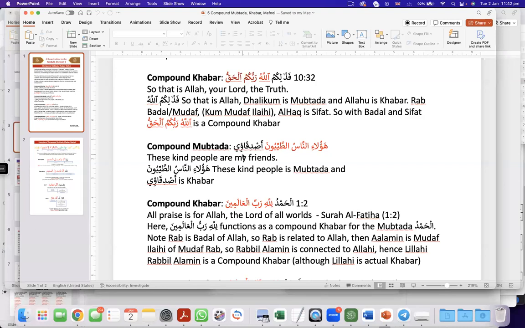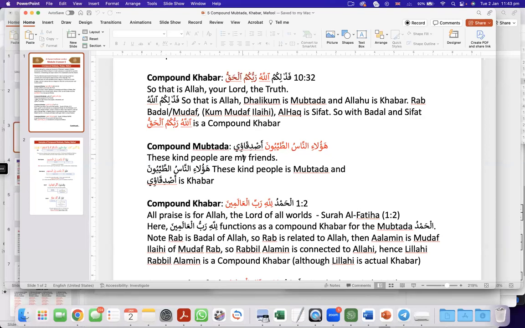Okay? But Allahu has got some elements attached to it. Look at this. Allahu, then Rabbukum. Rabbu is badal of Allah, and Rabbukum is mudaf ilayh, your Rabb. And Al-Haqqu is a sifat of Allah. Okay? Please concentrate on this. Allahu is the khabar of Zalikum. So Zalikum is Mubtada, Allahu is khabar.